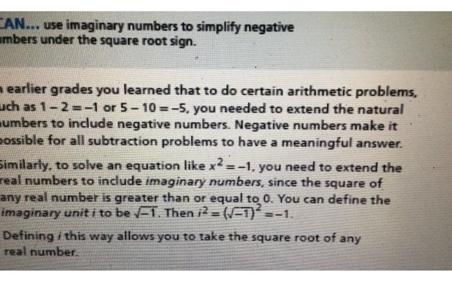So here's what they give us as kind of a rundown. In earlier grades, you learned to do certain arithmetic problems.